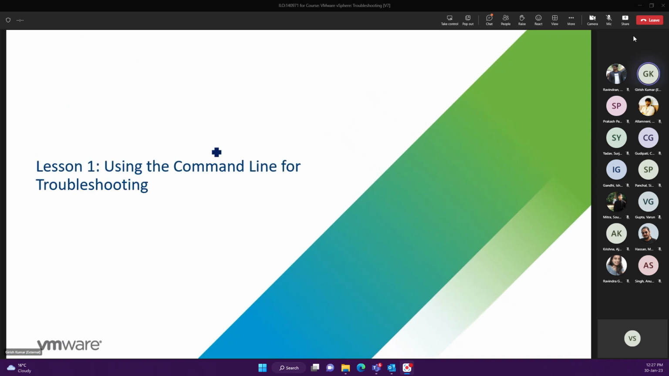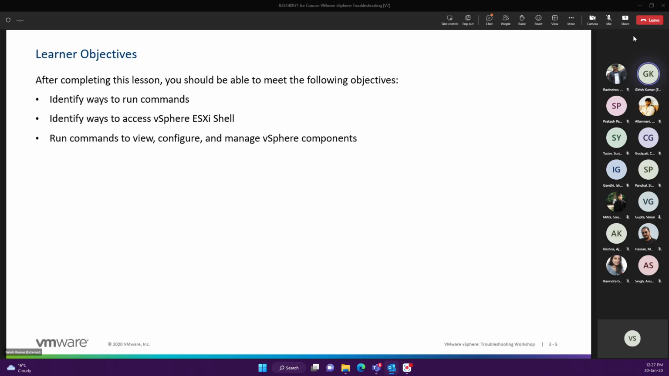So, using the command line for troubleshooting. We're going to see the different tools we have, what the ESXCLI shell is that we can use, and we can run commands to configure settings in the ESXi host. Some vSphere components we can also configure and manage from the command line.